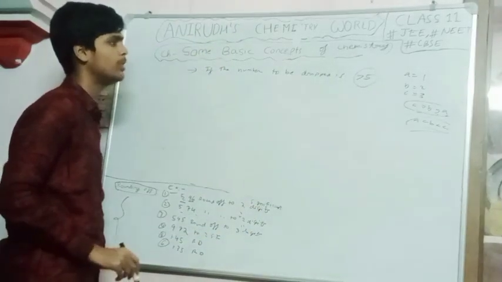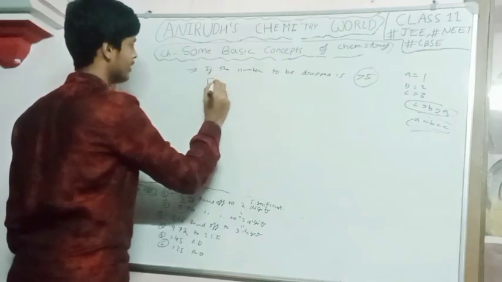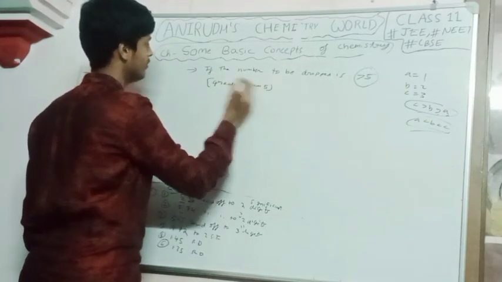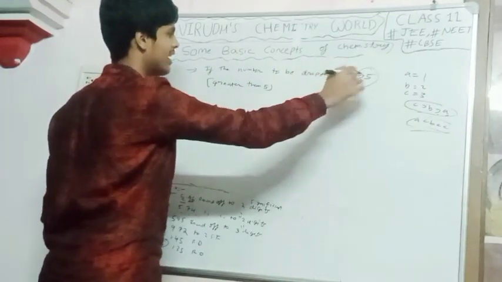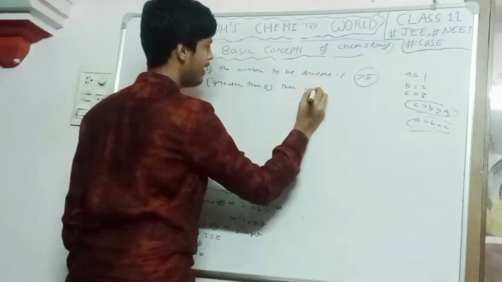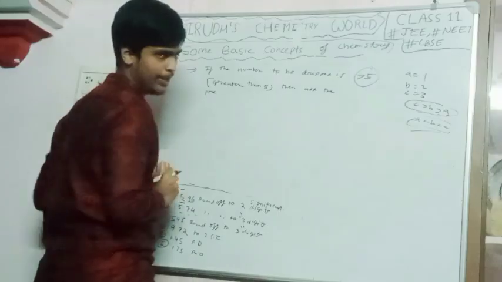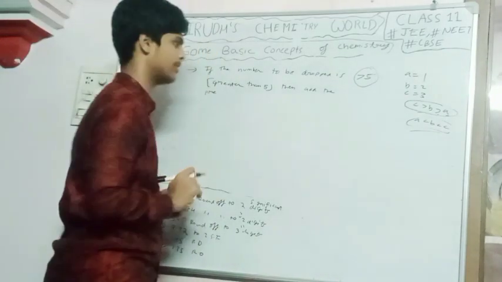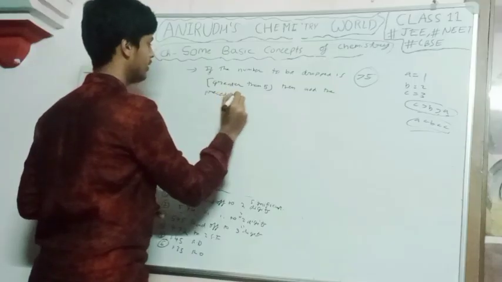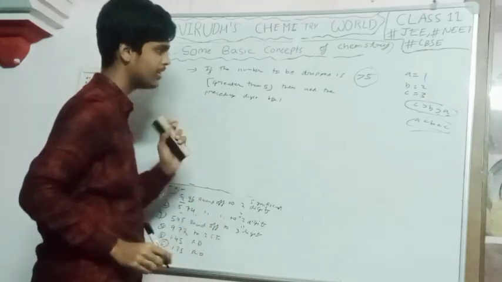If the number to be dropped is greater than 5, then add the preceding digit by 1. In the book it is given as raised, and instead of raised, we can say add. You need to understand simple language.